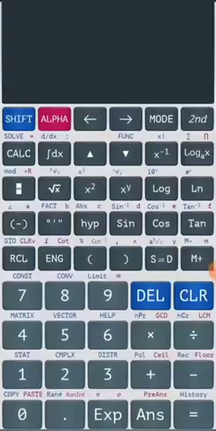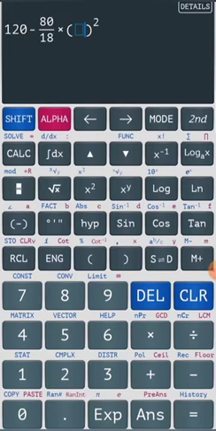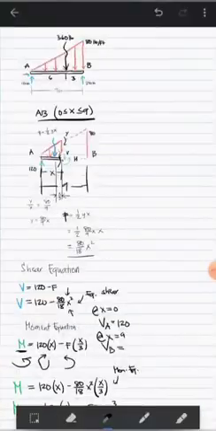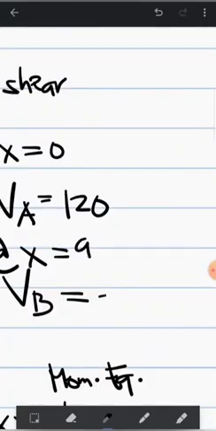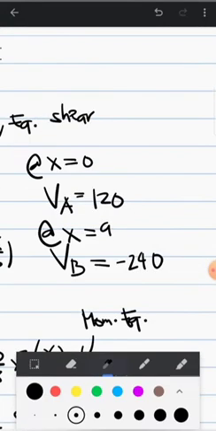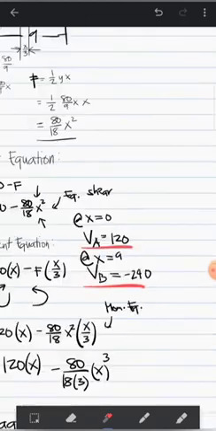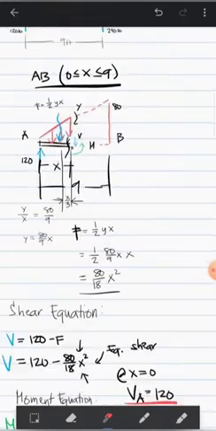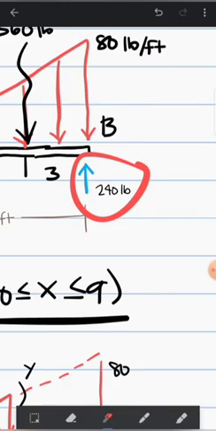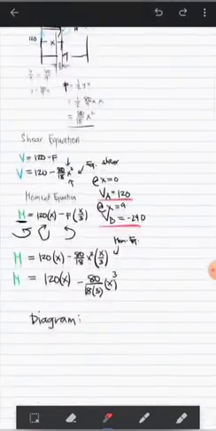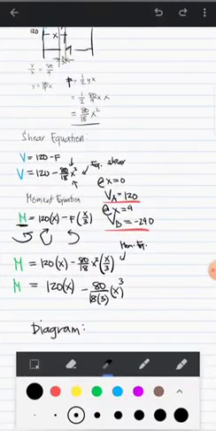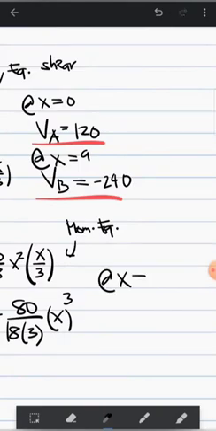So that would be 120 minus 80 over 18 times 9 squared, right? So we got negative 240. So our shear at B is negative 240. So we have the values, right? And look, ours here is 240. So it matches.